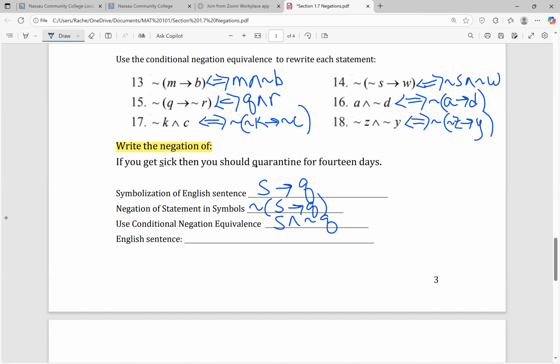And now let's put that in words. So remember, we can either write and or but. And and but are the same thing for the conjunction. So this sentence is, so for S, you get sick.